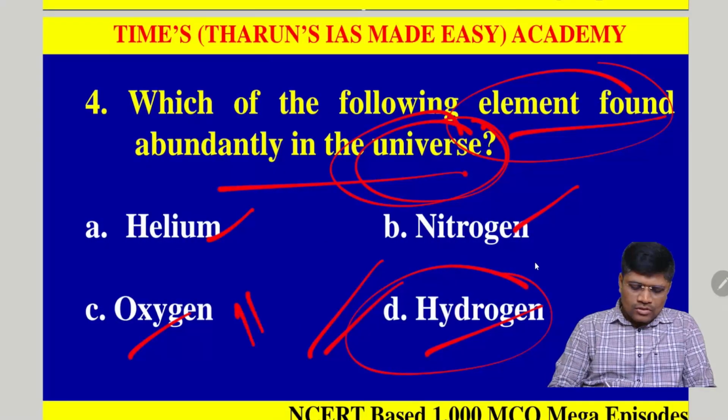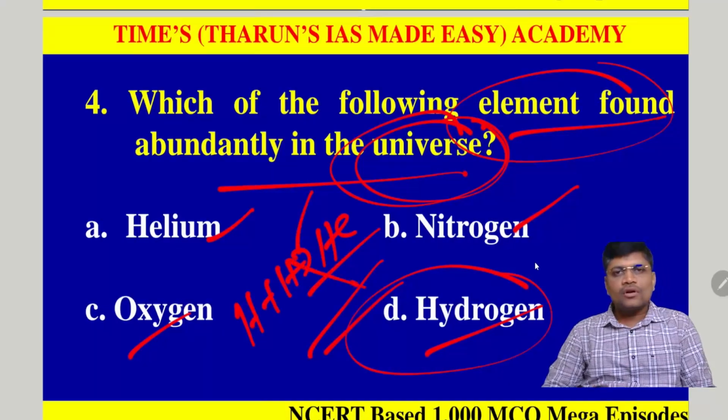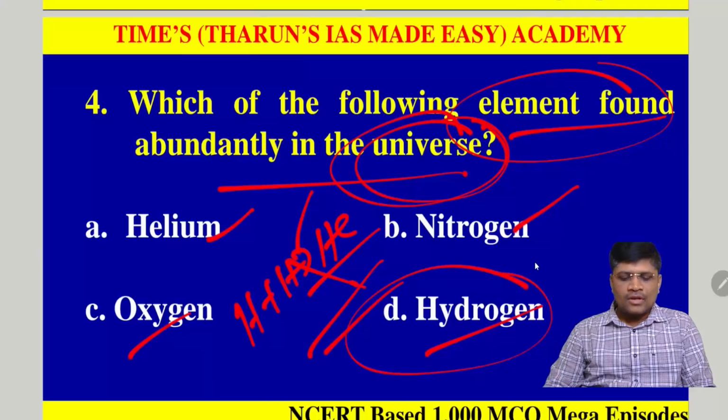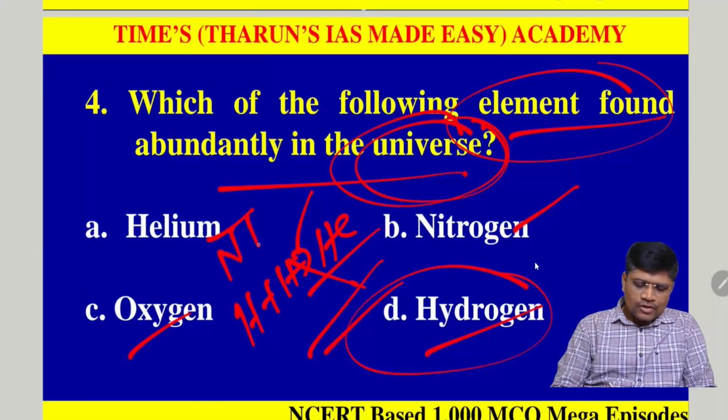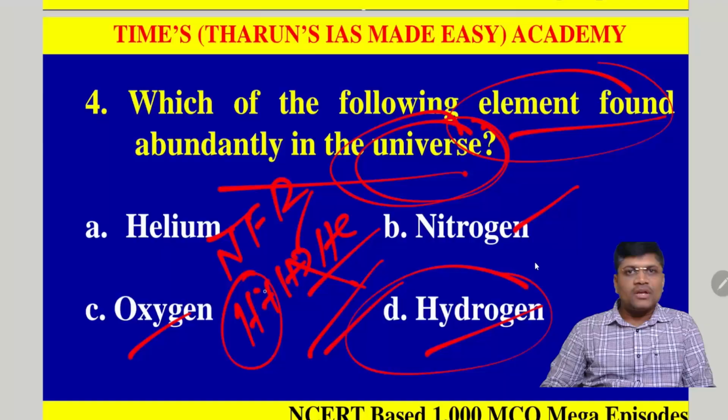Because hydrogen atoms unite and turn into helium, this process we call the nuclear fusion reaction. So for the nuclear fusion reaction also, hydrogen is the main fuel. Clear?